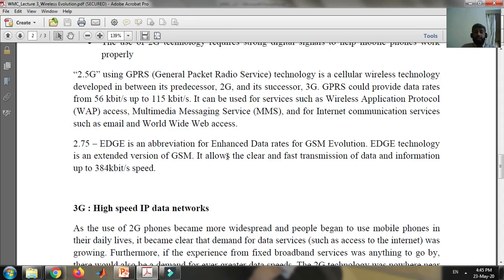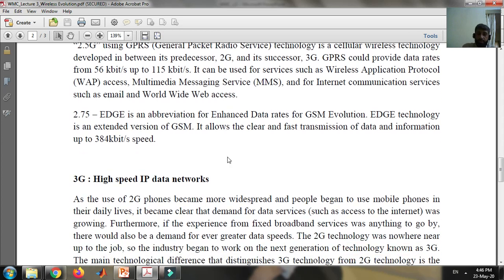Then EDGE, which is the abbreviation of Enhanced Data Rates for GSM Evolution, which is sometimes referred to as 2.75G. EDGE technology is an extended version of GSM, which provides an even higher data rate of up to 384 kilobits per second speed.